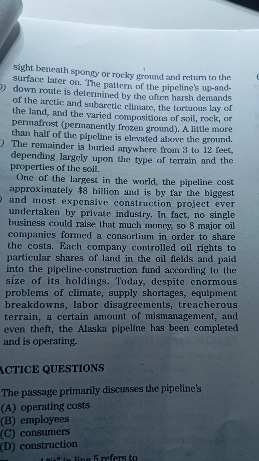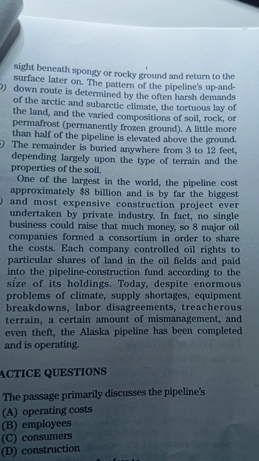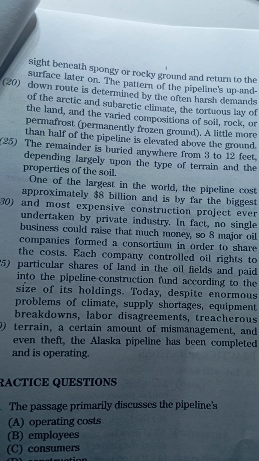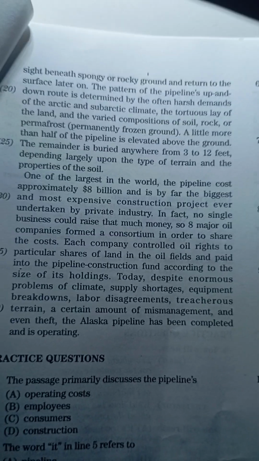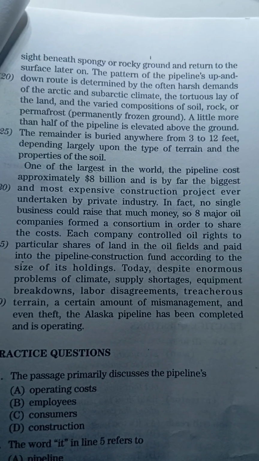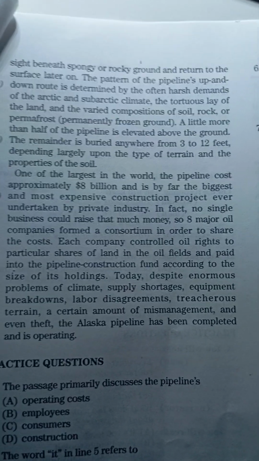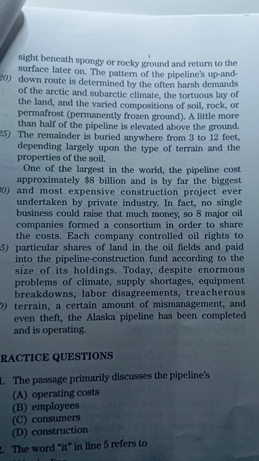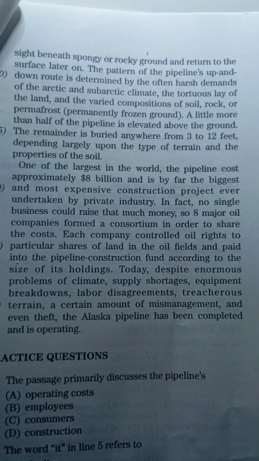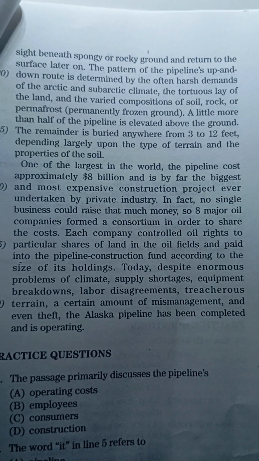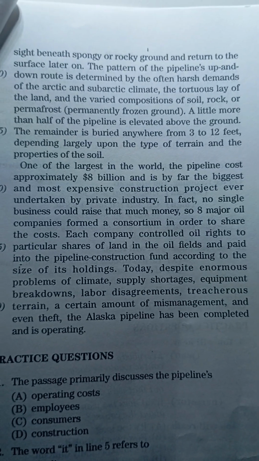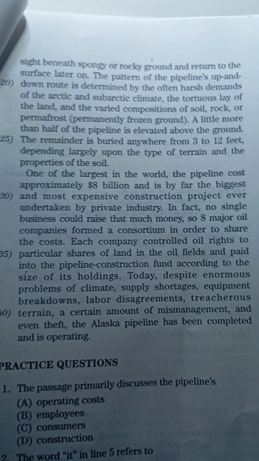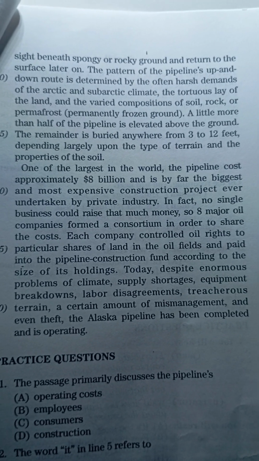A little more than half of the pipeline is elevated above the ground. The remainder is buried anywhere from 3 to 12 feet, depending largely upon the type of terrain and the properties of the soil. One of the largest in the world, the pipeline costs approximately 8 billion and is by far the biggest and most expensive construction project ever taken by private industry.